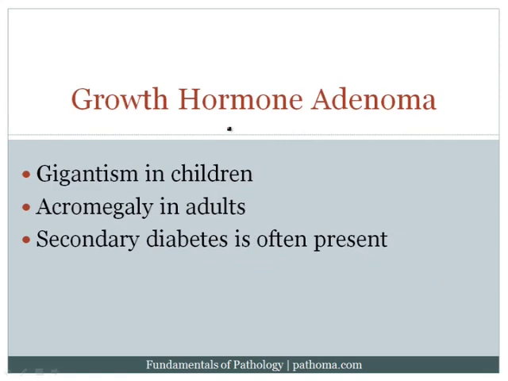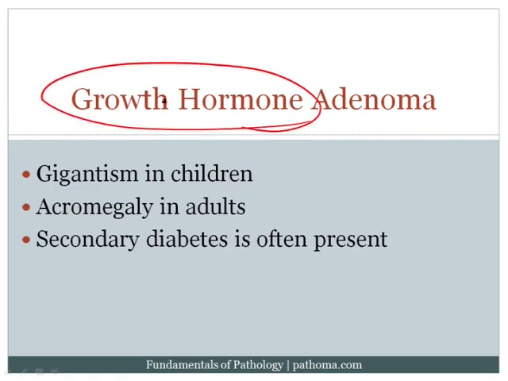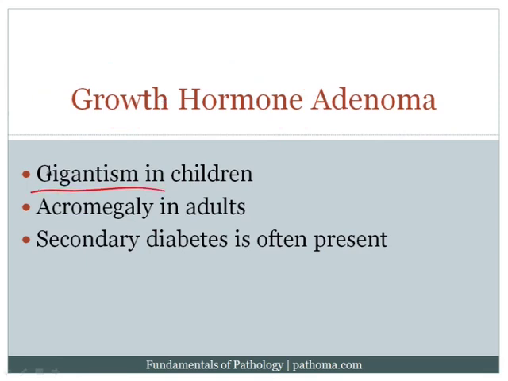The next type of adenoma is a growth hormone adenoma. Of course, this tumor would release growth hormone. If this tumor were to arise in children, it would result in gigantism, and that's because children have not yet fused their epiphyseal growth plate, and so they would get linear growth of bone in response to the excess growth hormone.